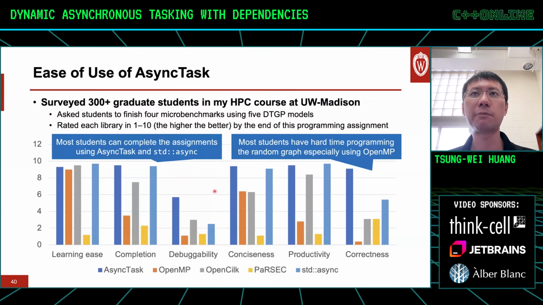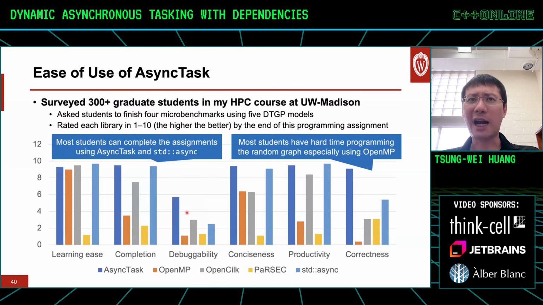students to complete these micro benchmarks using 5 different DTGP libraries: AsyncTask, OpenMP, OpenCilk, Parsec, and std-async. By the end of this assignment, I asked students to rate each library on a score of 1 to 10, the higher the better. Here is the result of this survey. Most students find AsyncTask, OpenMP, OpenCilk, and std-async very easy to learn. They can complete most programs with AsyncTask and std-async.